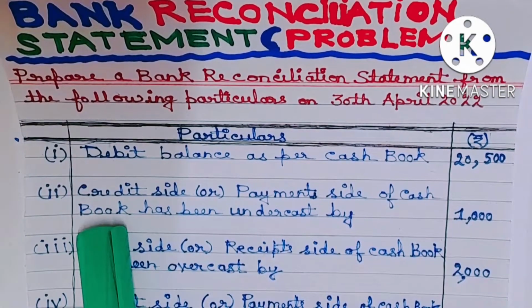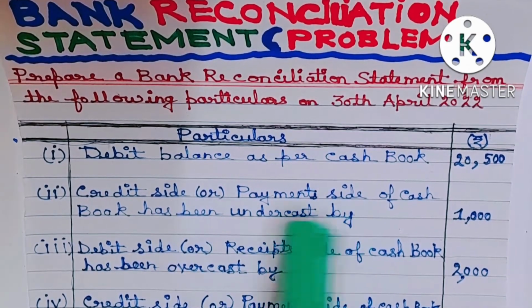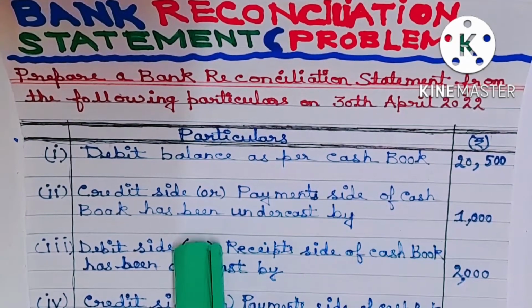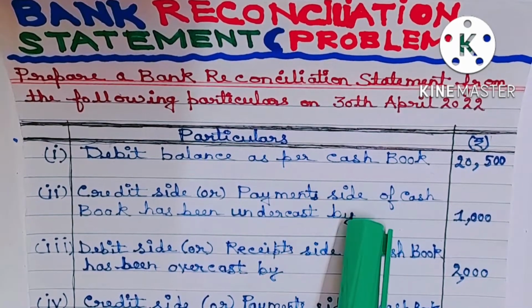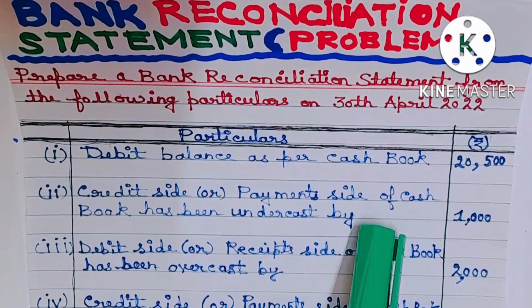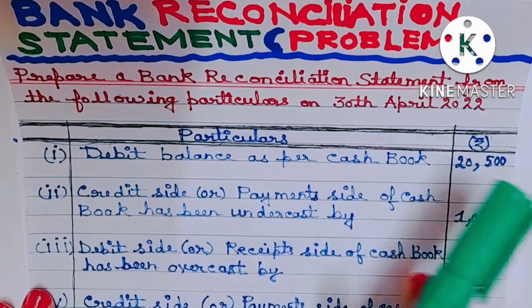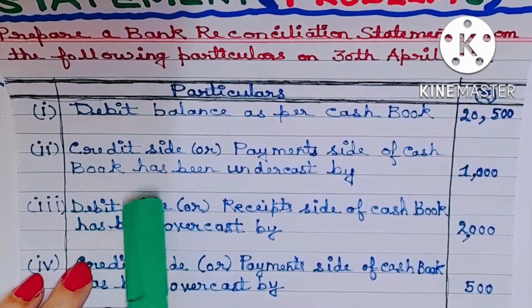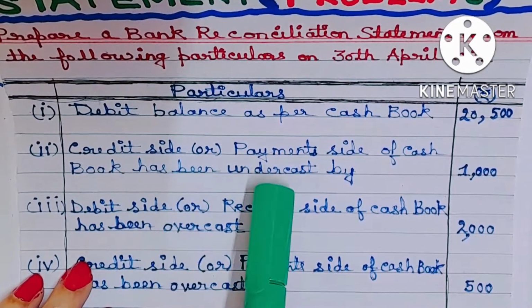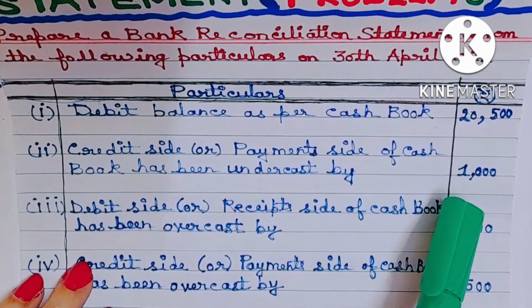The next transaction is: credit side or payment side of cash book, both mean the same thing, has been undercast by 1,000. Should we add this transaction or deduct this transaction? We have to deduct this transaction. But let me make you understand why we are going to deduct this transaction. The credit side or payment side of cash book has been undercast by rupees 1,000.